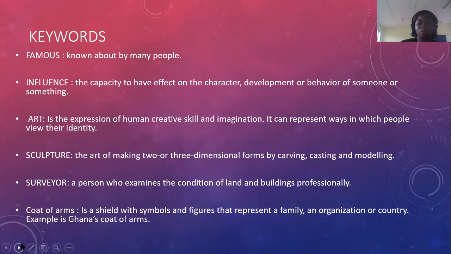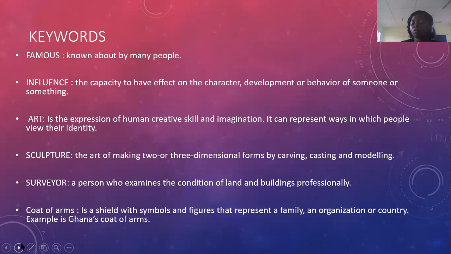Our next word is influence. Influence: the capacity to have an effect on the character, development, or behavior of someone or something. To have a positive influence on somebody. That's influence. The next word is art. Art is the expression of human creative skills and imagination. It can represent ways in which people view their identity.